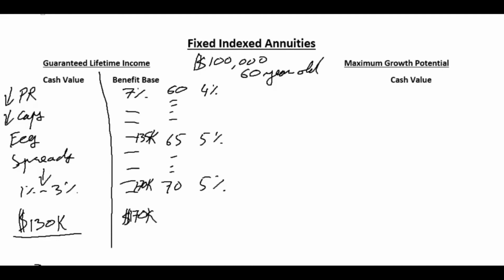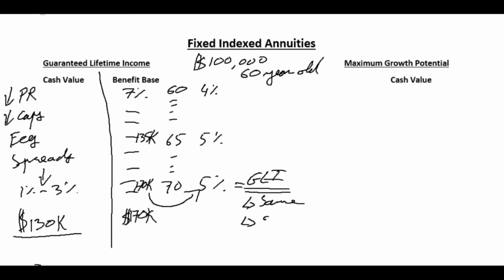Now, let's say you want to activate your income rider at 70. Well, they would take the benefit base, multiply it by the payout factor, and that would give you your guaranteed lifetime income. The sole purpose of the benefit base is a calculation to figure out what your guaranteed lifetime income will be. Now, sometimes that guaranteed lifetime income is going to stay constant, so it would be the same forever.